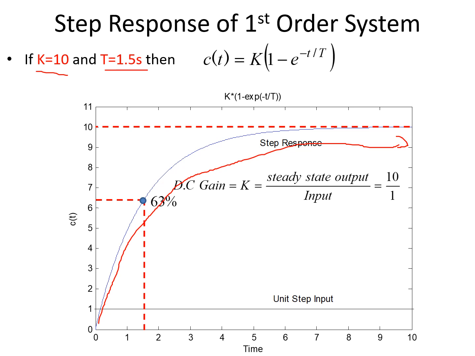Okay, so your DC gain is taken as steady state output by input, so it is 10. And this is the input what we had given for the system, and this is the response of the system what we have got for the first order system with input as unit step.